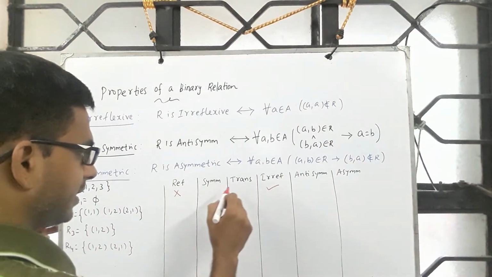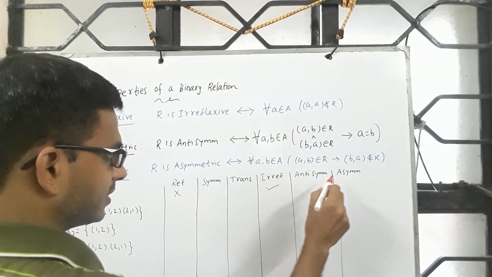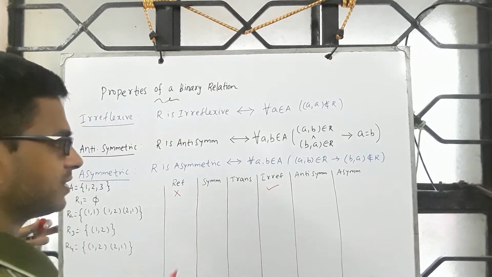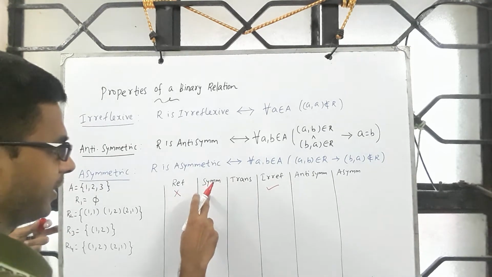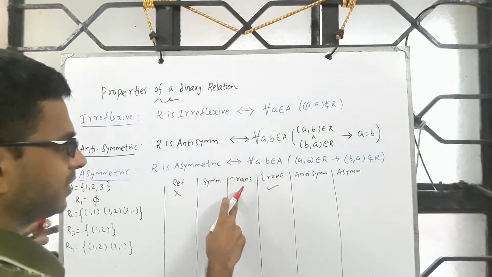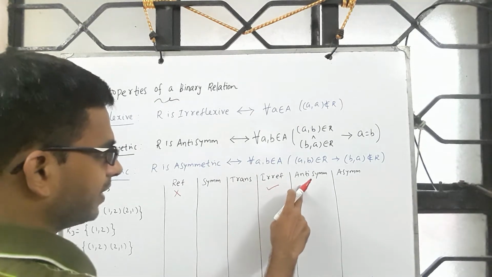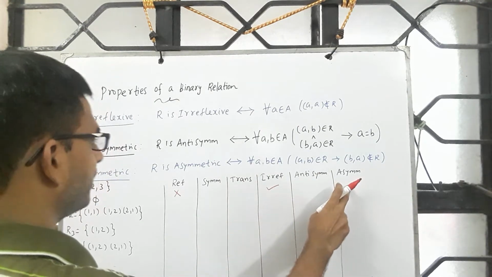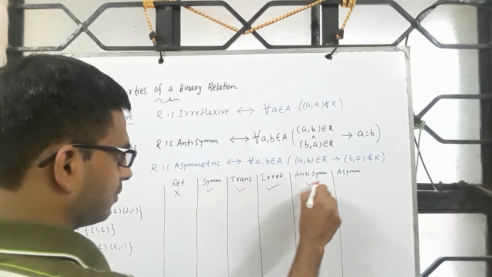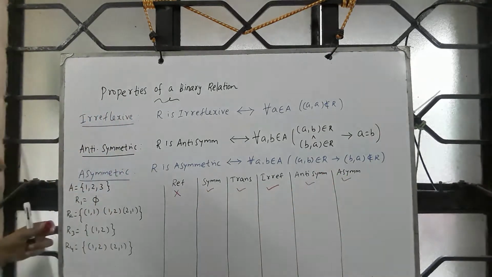So symmetricity, transitivity, antisymmetricity, asymmetricity, it is all with respect to a conditional statement. If (A, B) is present, if (A, B) and (B, C), if (A, B) and (B, A), if (A, B), so no such thing, so they satisfy the property.